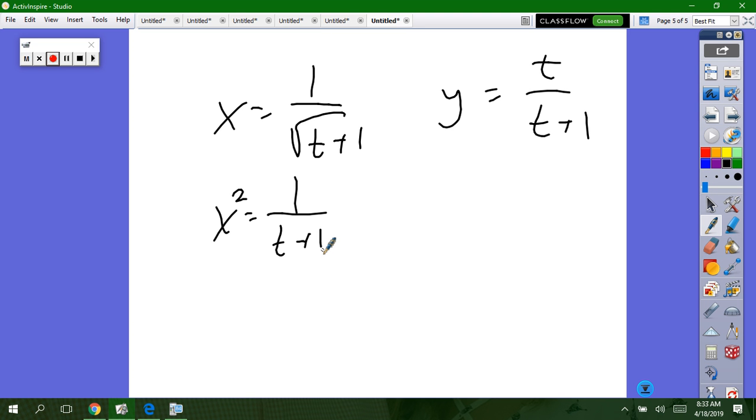Then what? Well, I like to flip it when we're in fractions. See how that's a lot easier to flip it? Agreed?